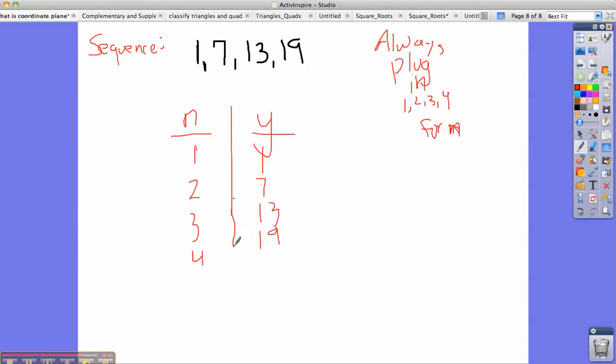So we would think, how do I get from 1 to 1? Well, just times 1. That didn't work though. So we're going up by 6. That means to get from n over here, we're going to do 6 times n. Well, if I do 6 times 1, that's 6. So I have to take away 5 to get 1. 6 times 2 is 12. 12 minus 5 is 7. 6 times 3 is 18. 18 minus 5 is 13. 6 times 4 is 24. 24 minus 5 is 19. So our rule for this would be 6n minus 5, and you could find the 100th term if you wanted to.